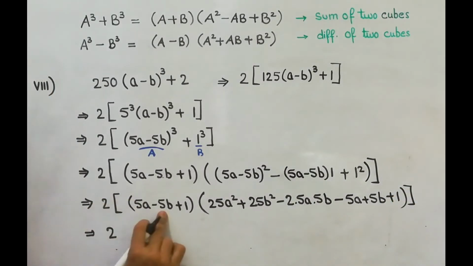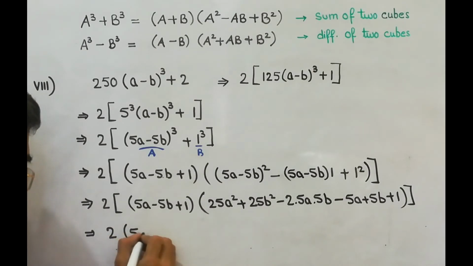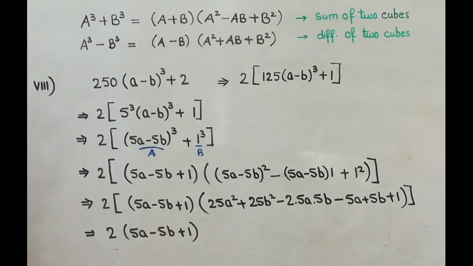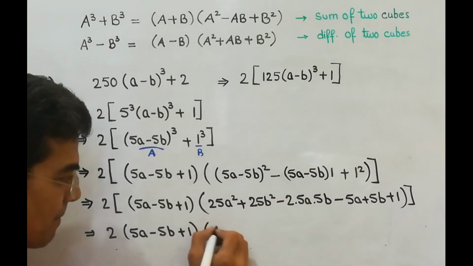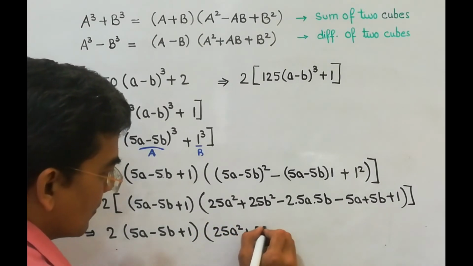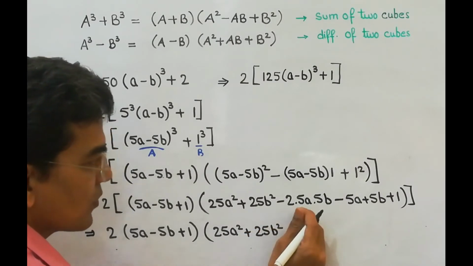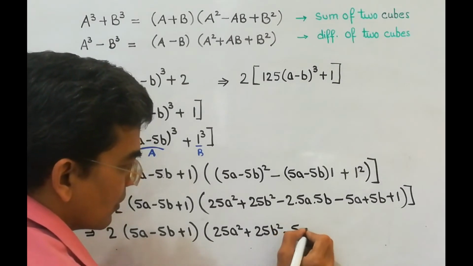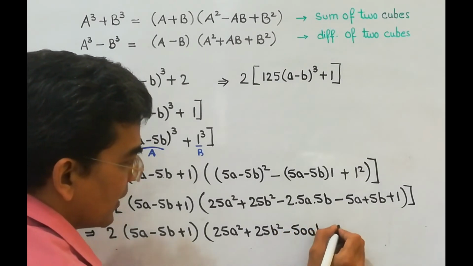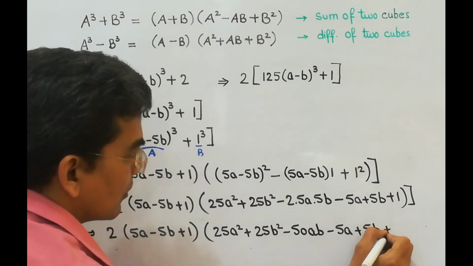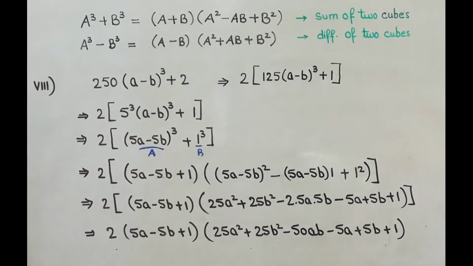Two times, then this, and now in this bracket, see, this will become 5, 5, 25 to 50. Then minus, so this will be your final answer.